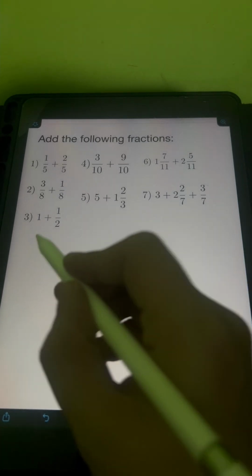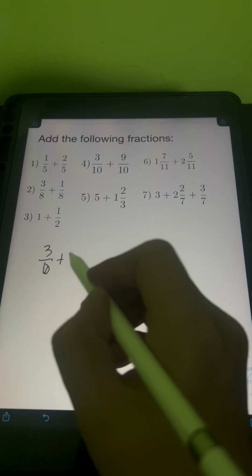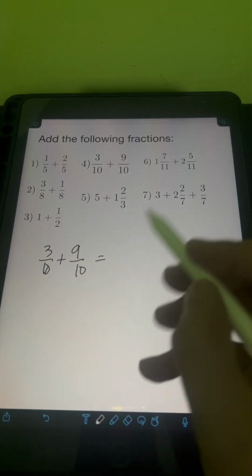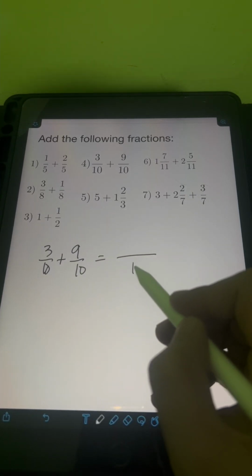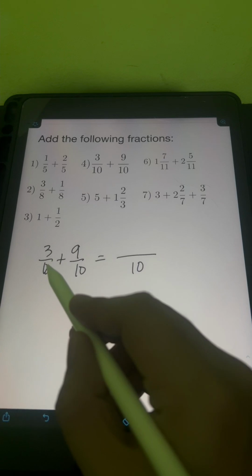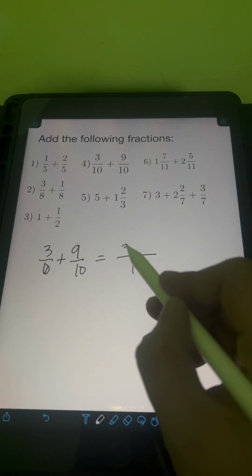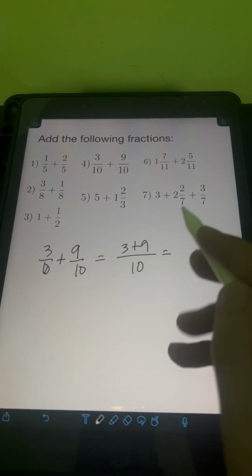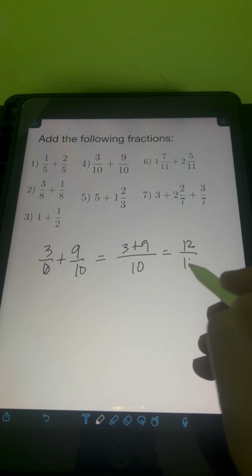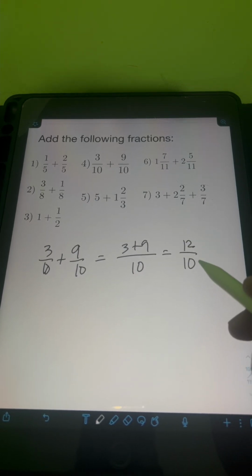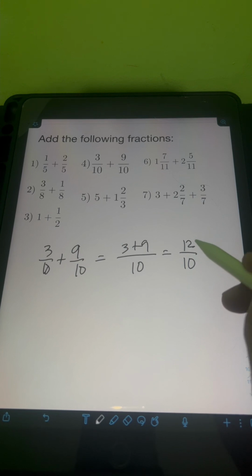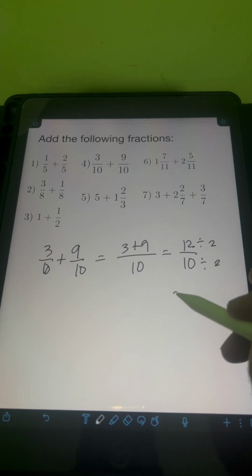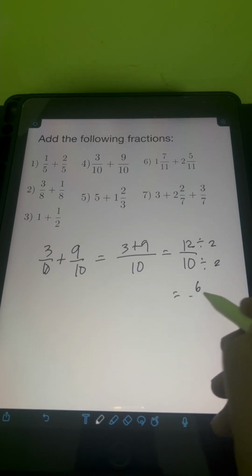For number 4, we have 3 over 10 plus 9 over 10. Again, similar fractions, so copy the same denominator of 10 and then add the numerators 3 plus 9. So 3 plus 9, that's 12 over 10. 12 over 10 is not yet in lowest terms, so we can still divide both numerator and denominator by the GCF of 12 and 10, which is 2. So we will have 12 divided by 2, or 6, over 10 divided by 2, which is 5.